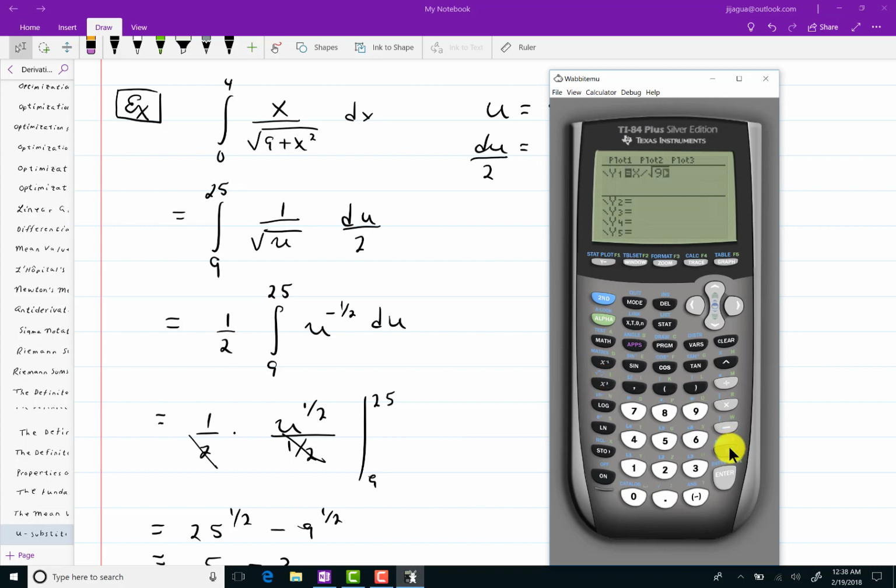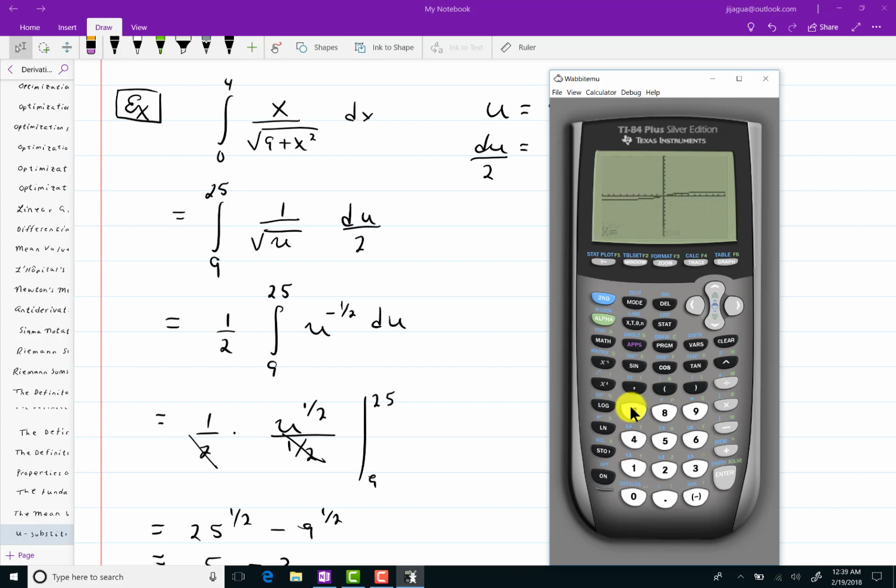9 plus, and at least on this version of the calculator, the vinculum atop the square root increases as I write stuff underneath that bar. I don't have to worry about getting out from underneath it because that's the end of what I'm going to write. And I'm going to just do zoom 6. Now what I want is the integral from 0 to 4. So you go second, and above the trace button is calc.